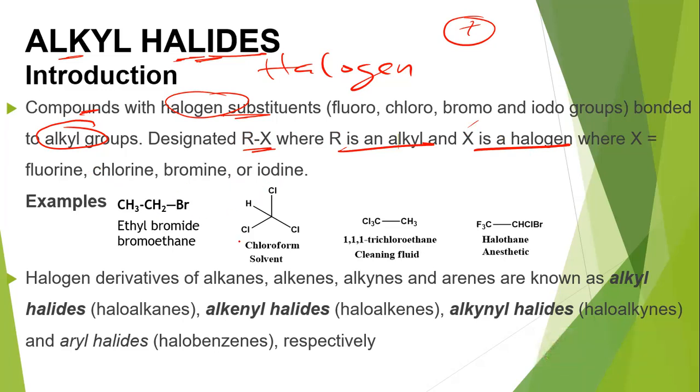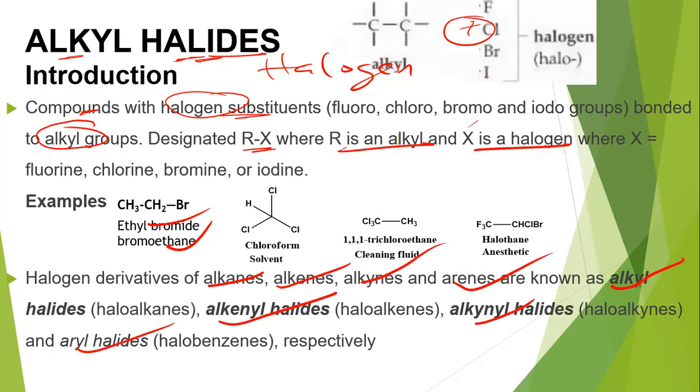Now examples of alkyl halide, we have ethyl bromide. Ethyl bromide is a common name. The IUPAC name is bromoethane, right? We have chloroform, we have other solvents here, right? 1,1,1-trichloroethane, halothane. Good. Now we are saying that the halogen derivatives of alkanes are called alkyl halides, of alkenes are called alkenyl halides, of alkynes are called alkynyl halides, right? Then arenes are called aryl halides. Good.